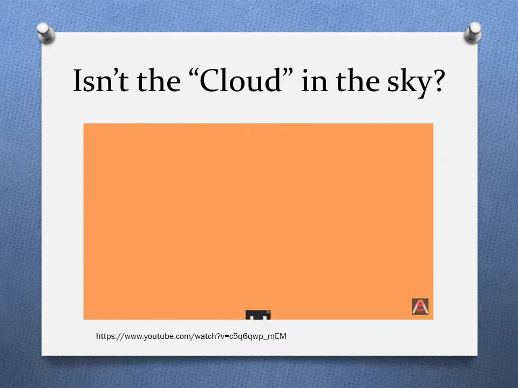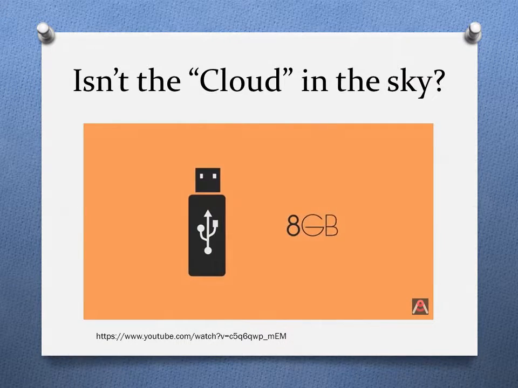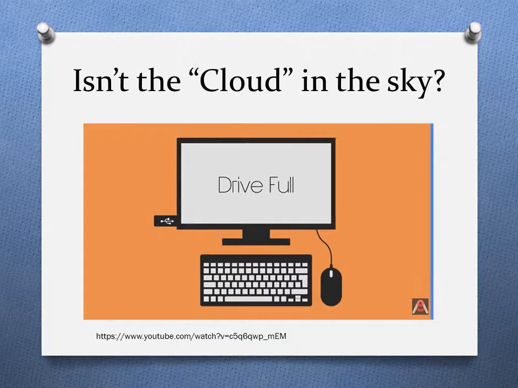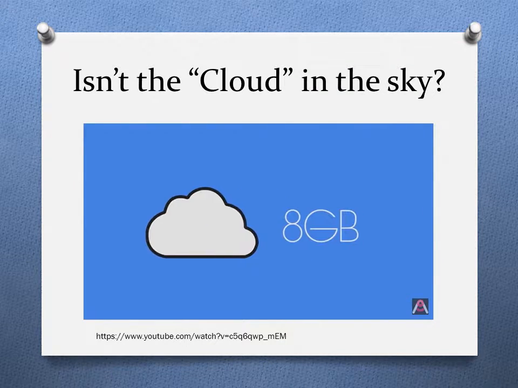For example, take a USB. Your USB has a certain amount of storage in there. You plug it in your computer. You can put all the files on there, and once the storage runs out, it runs out. The cloud is exactly the same. You're given a certain amount of storage, or you pay for a certain amount of storage.